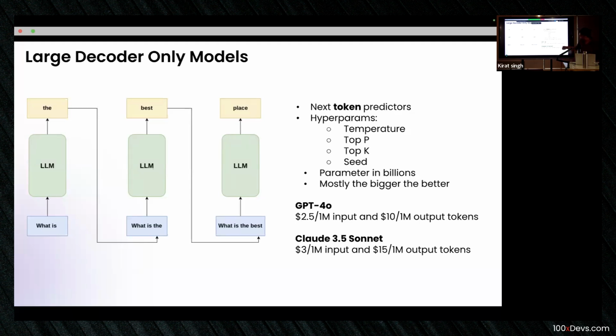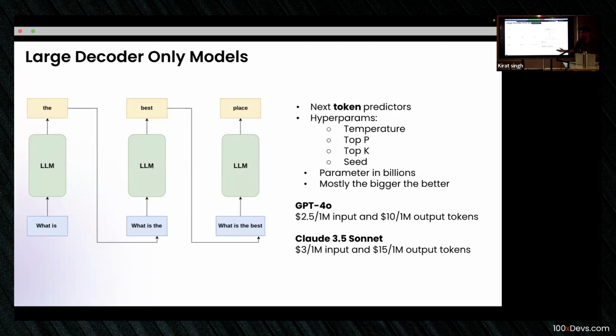So parameters are in billions. Mostly the bigger, the better. So if you want high accuracy, always start with the biggest models, right? The APIs of the biggest models. And then when you see really good output, you can choose the smaller versions. That's the basic stuff, because these APIs are really cheap now, right?